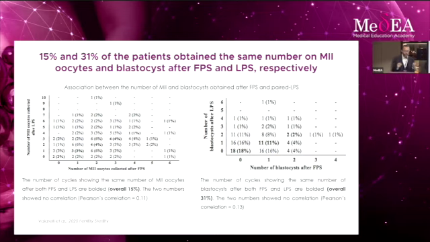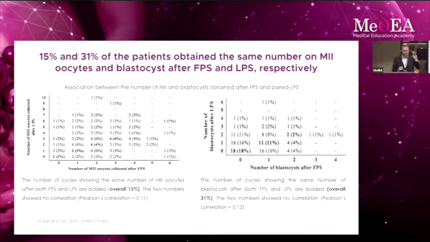Because when you look at data coming from Bologna patients, so patients according to the Bologna definition, very poor responders, and you do the double stimulation with two identical stimulations in two different follicular waves, look at the variability. Only 40% or 50% of the patients will have the same number of eggs, and only 31% will have the same number of embryos.